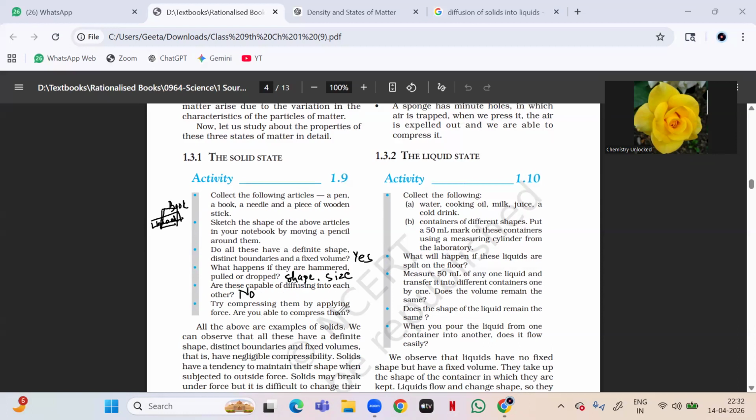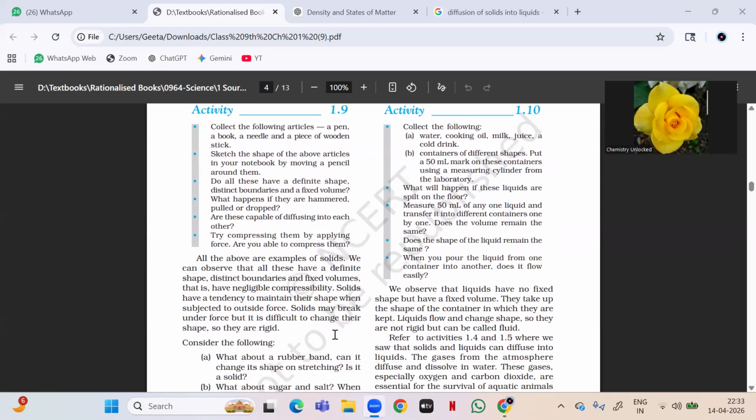Try compressing them by applying force. Are you able to compress them? So the answer is no. So these were some of the experiments we made with the solids. Now let's see what we are deriving, or what we are concluding about the solids.